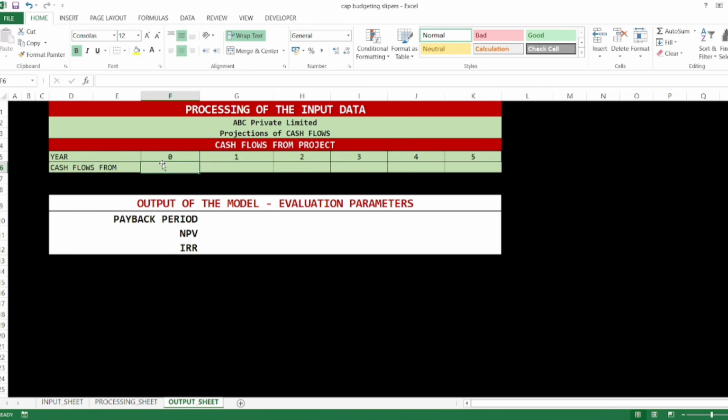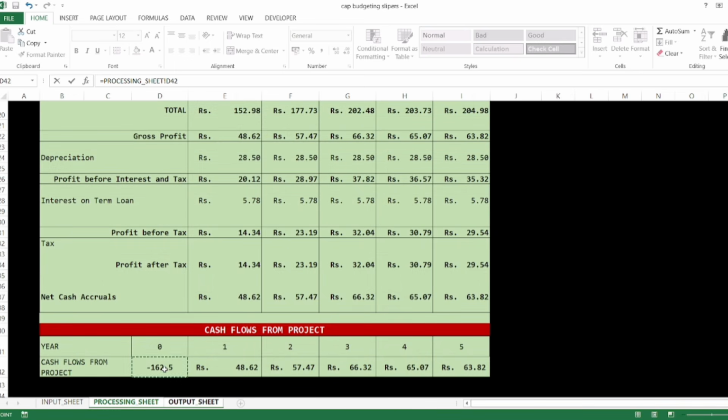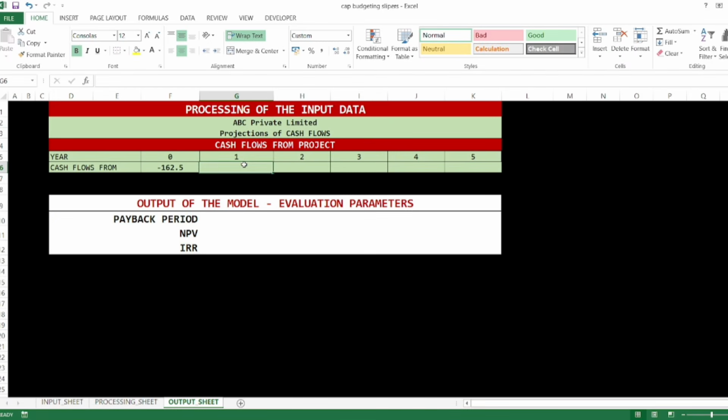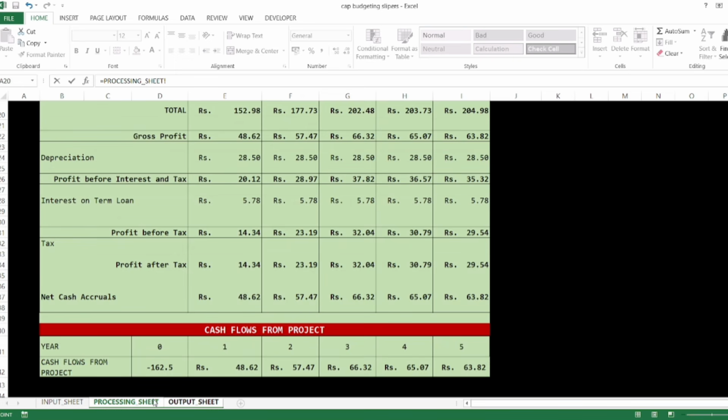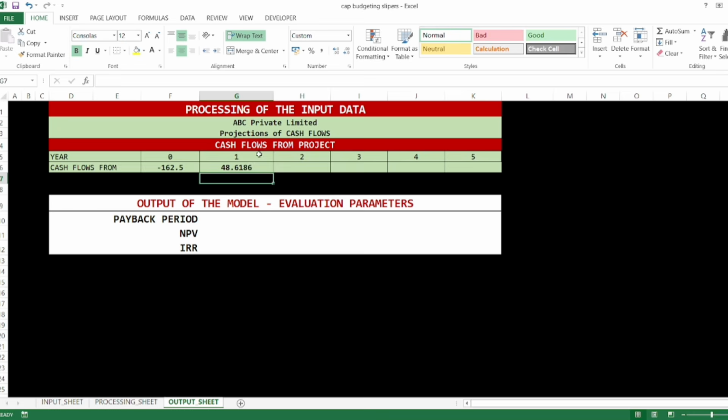Moving to our next sheet, that is the output sheet. Here we'll just give the cell reference, equals to, and we'll give the cell reference from the processing sheet, which we have already calculated as cash flow from project, and then enter for the first year, and then again for year 0 the output cost, and then the first year, and then drag it.